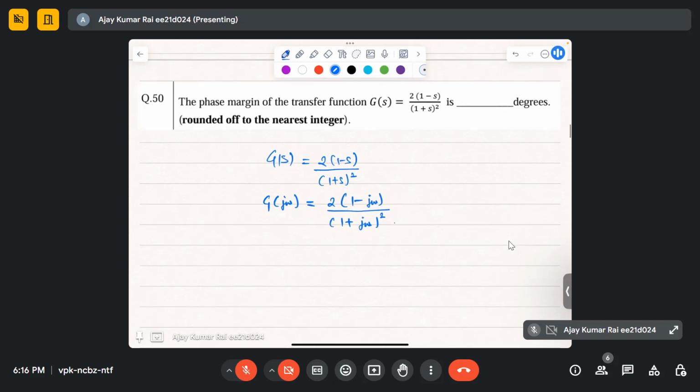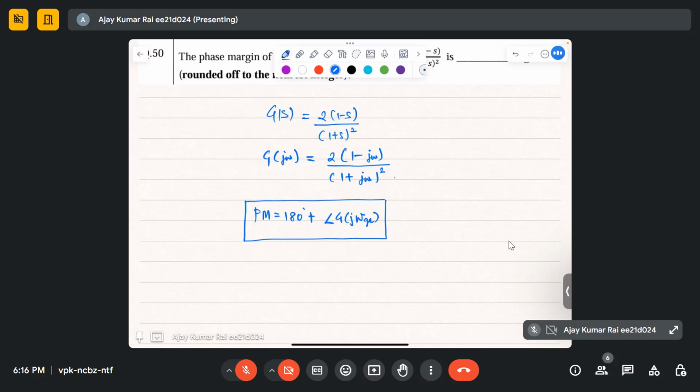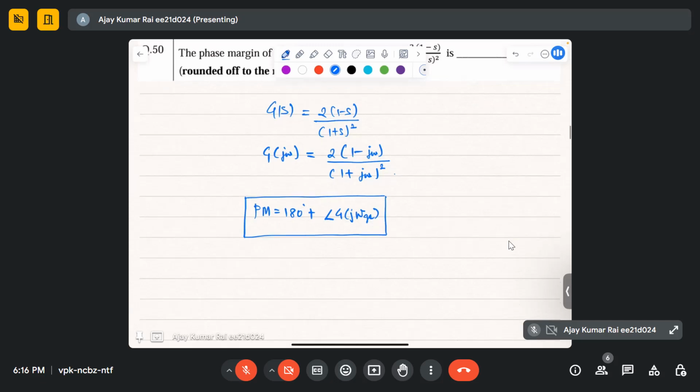So you have to find the phase margin, right? What is phase margin? Phase margin is 180 degrees plus the phase of the sinusoidal transfer function at gain crossover frequency, right? So you should know the definition of phase margin. We have to find the phase at gain crossover frequency. So what is gain crossover frequency? Can you tell me? Because first you have to find the gain crossover frequency, omega GC.